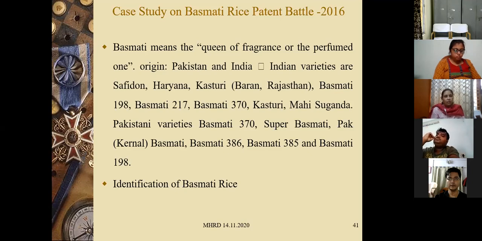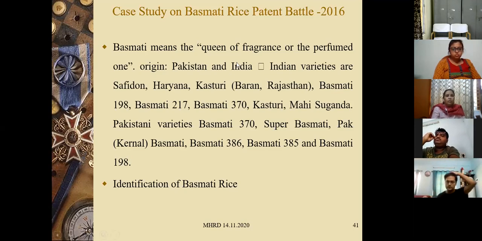This originated earlier, because Pakistan was part of India, so we can consider it so. The origin is from these two countries, and there are many varieties, Indian varieties and Pakistan varieties, that we can talk of now. These are just examples. These are numbers which are granted for the varieties. So Indian varieties are these, and then you have Basmati 198 and various other things. All this is used in the identification of Basmati rice.